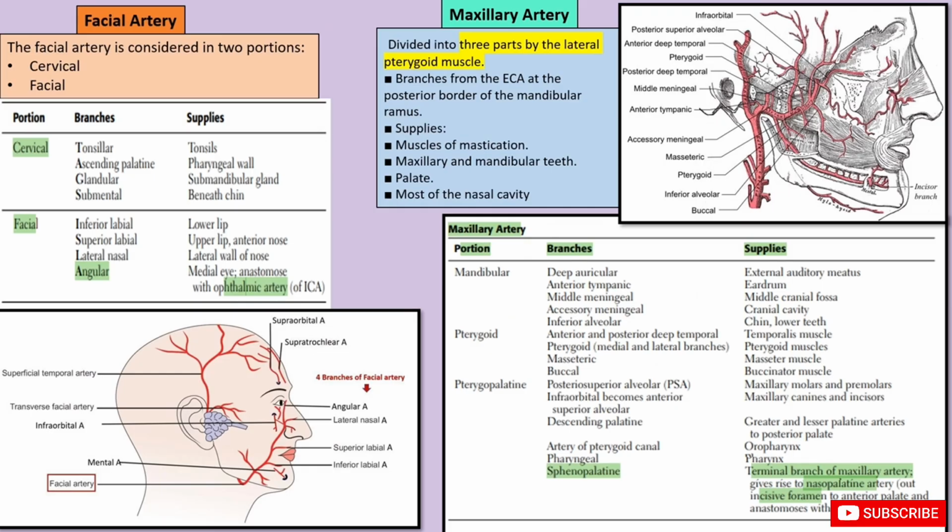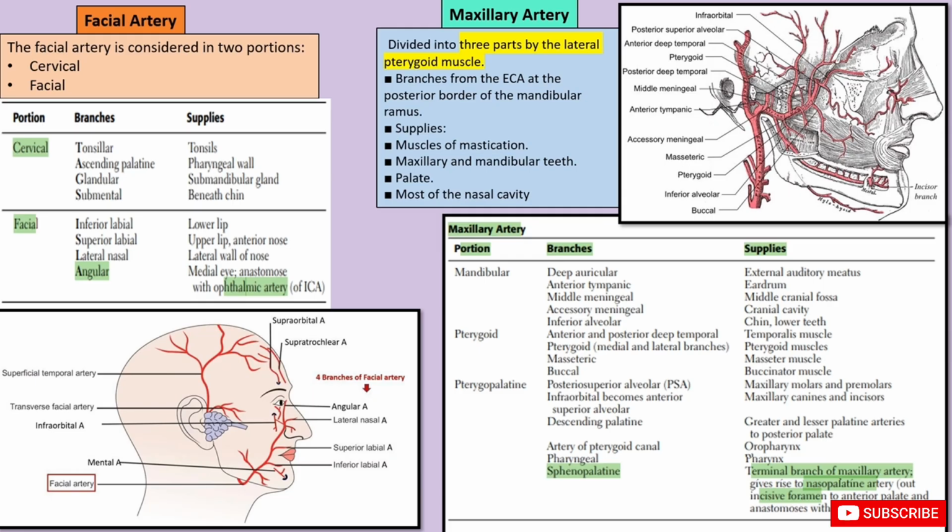Next one is your facial artery. Again, for the facial artery, the portions of it, cervical and facial, the branches of it, and the supplies of it, and we can very well see the last branch of the facial artery is the angular artery that's going to anastomose with the ophthalmic artery. The maxillary artery is also a very important artery.